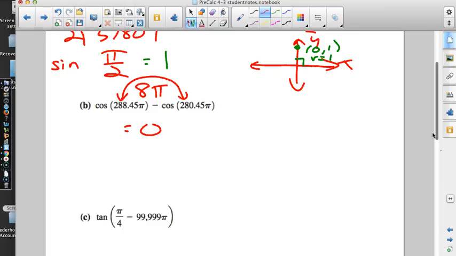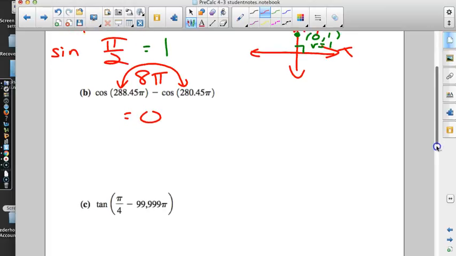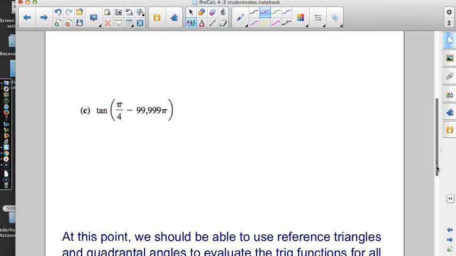We can see that between the two, it's a difference of 8 pi. It repeats every 2 pi. It's going to land in the exact same spot for both of these. We're going to subtract and we're going to get 0. Oh my goodness. Look at that.